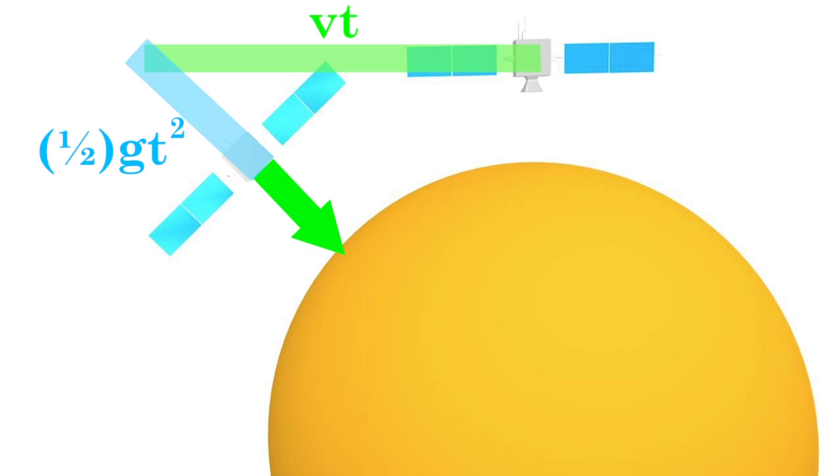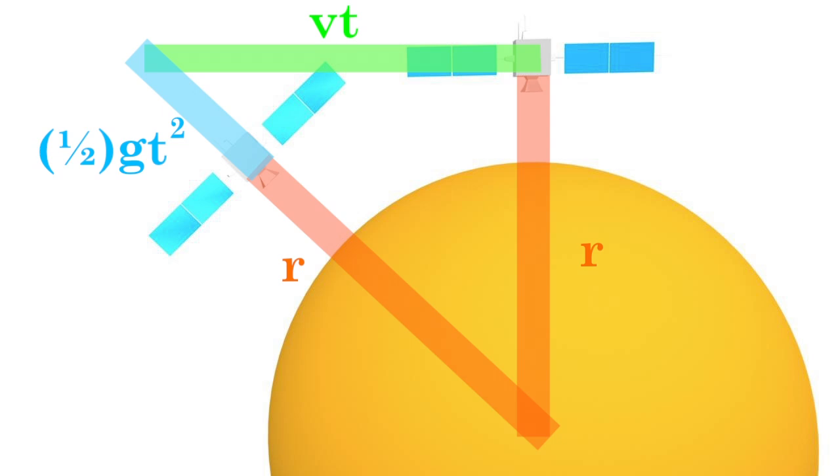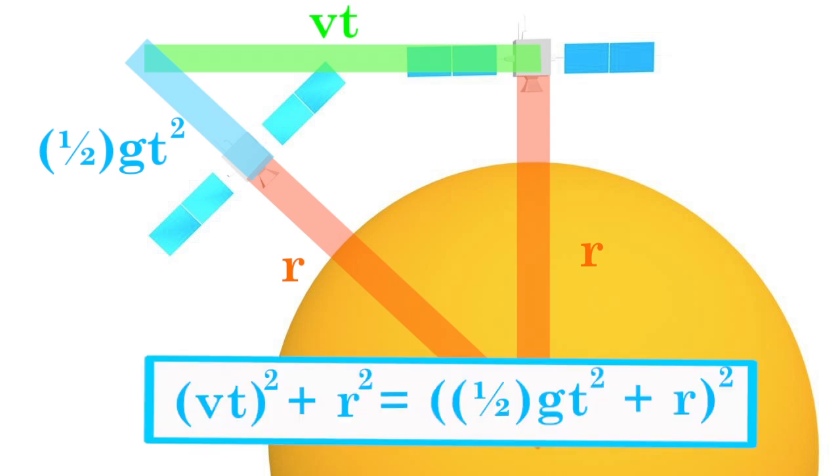If the satellite revolved around the planet and didn't change its position above it, then its distance from the center is the same, which we will call r. Now we have a right triangle, and we can use the Pythagorean Theorem to create an equation relating all these variables together. This gives us (vt) squared plus r squared equals the square of (1/2 gt squared plus r).